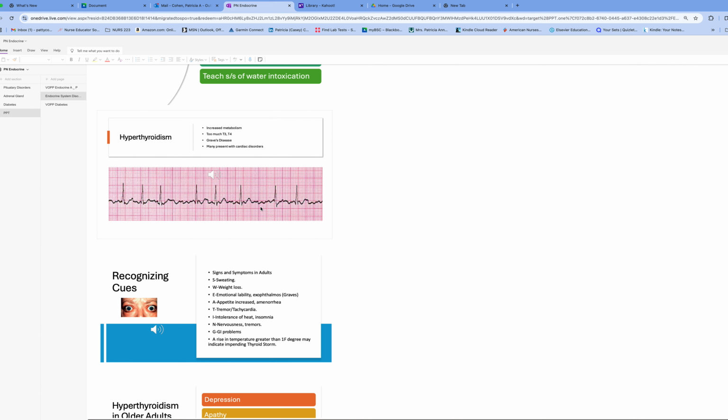Okay, this rhythm is AFib. You can see these QRSs are very narrow. There's no discernible P waves, and it's irregular. That's a tip off to AFib. And I will be going over dysrhythmias later in the semester because usually there's some on your proctor, okay?